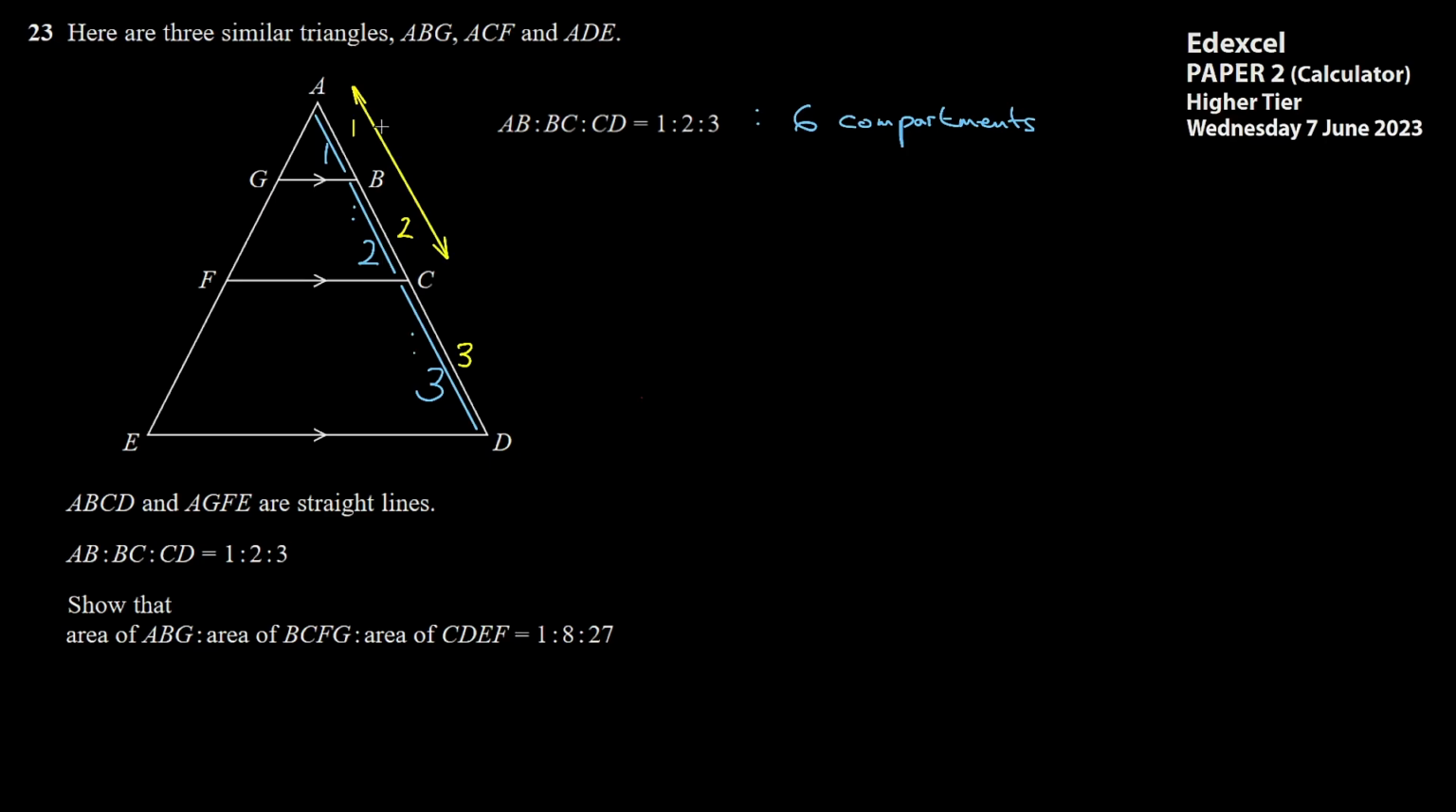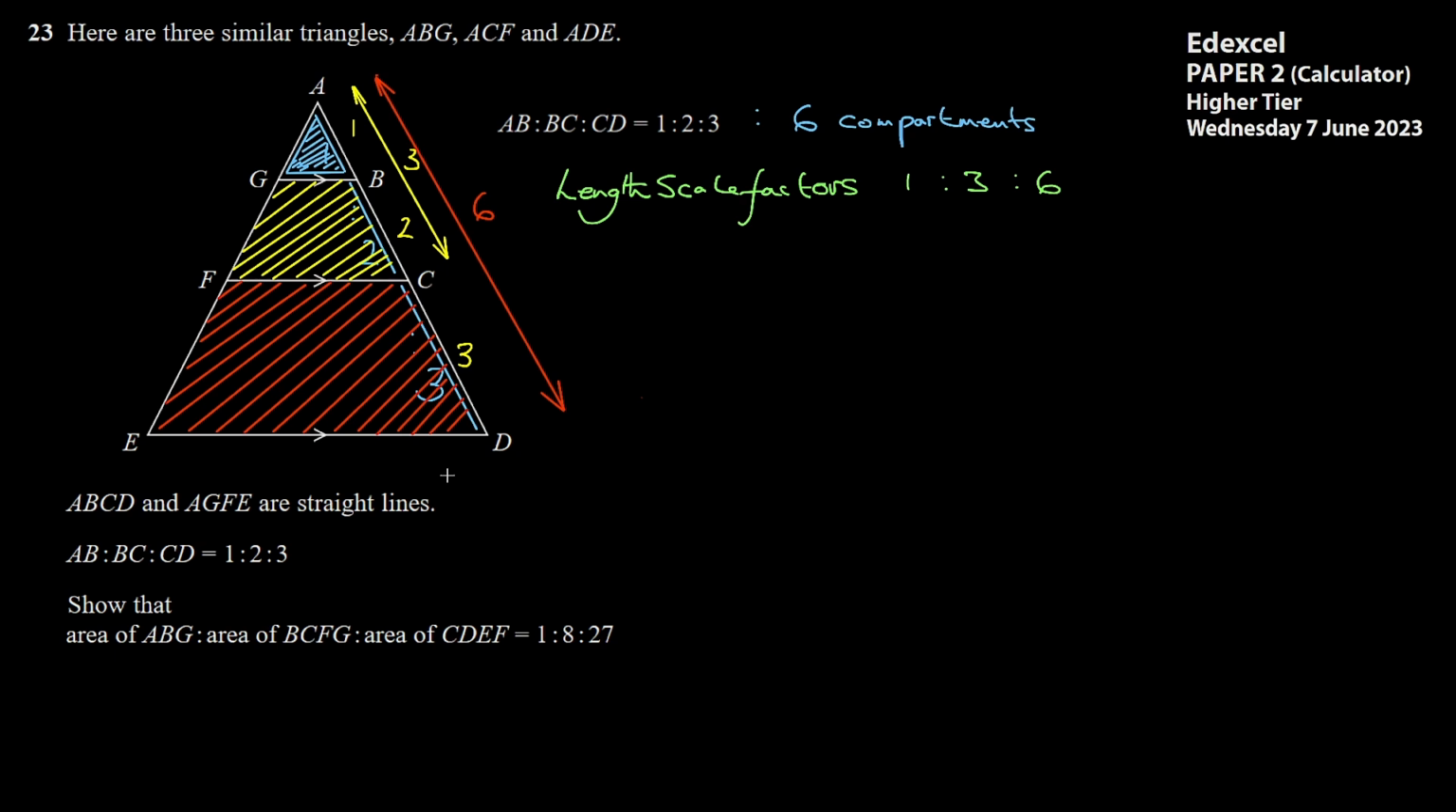So the equivalent length in the medium triangle, which is this length here, is 3. And the equivalent length in the large triangle, in other words, the length AD, is 6. So now we've got our length scale factors, 1 to 3 to 6. Now let's look at the rest of the question.